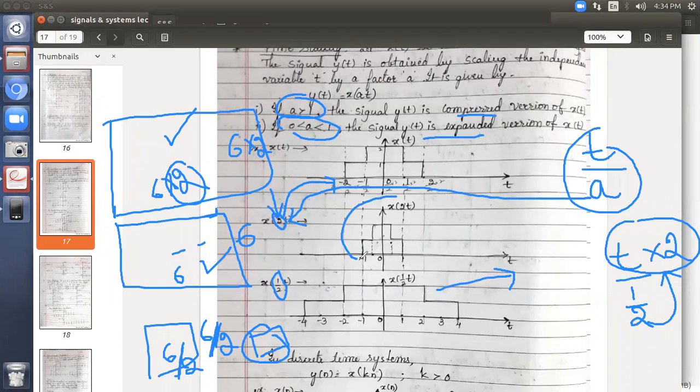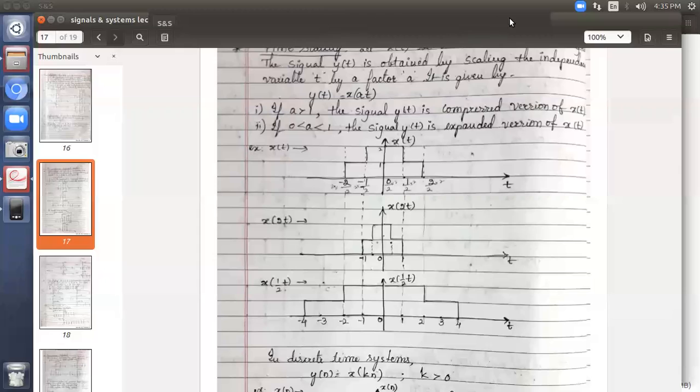That's why here when we want time, we divide by a. But for expanded version, as we want bigger time value, we will go for multiplication. Remember this. Any other doubt? And it is not 2 only, it is actually a. In general, it is a. Okay.